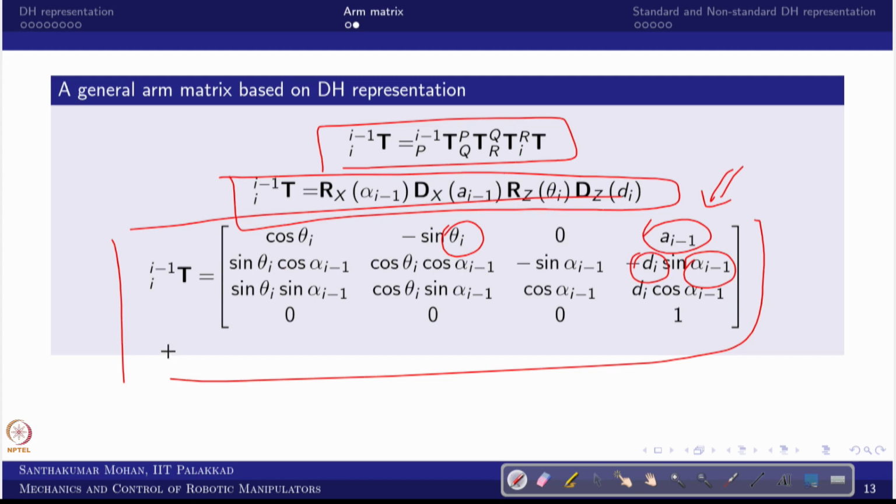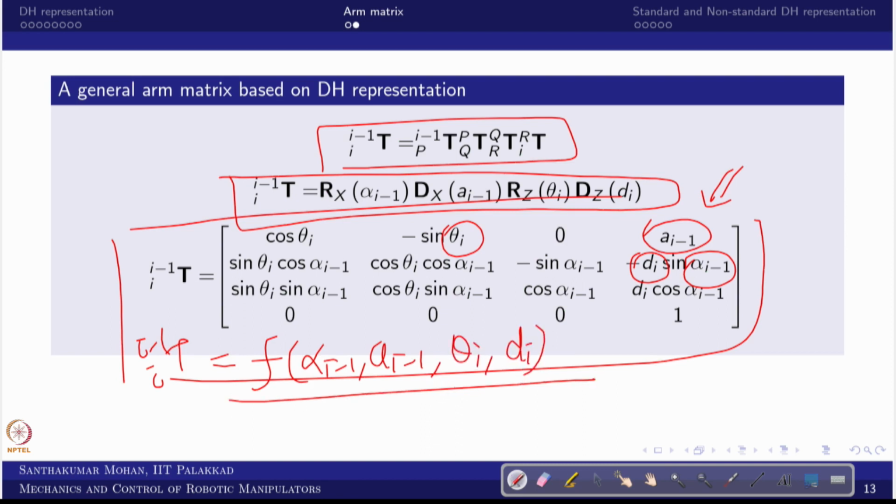In the sense, the transformation matrix of frame i with respect to i minus 1 is a function of alpha(i-1), a(i-1), theta_i and d_i. I am writing in that order also: first, second, third, fourth. So now this is what we call the arm matrix.